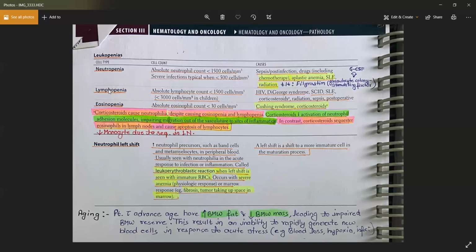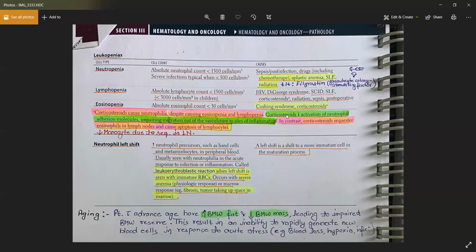Okay, like the oral thrush or the intertrigo with the candida, right? Or the vulvovaginitis. Yes. So remember these ones. Now the causes of the eosinopenia.